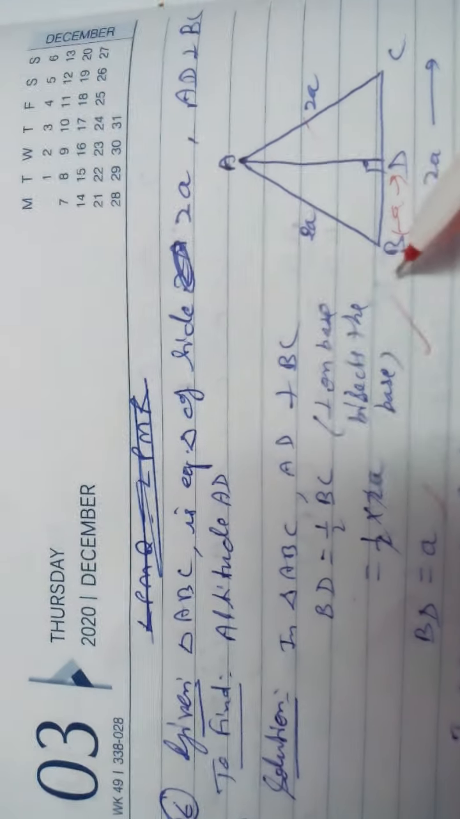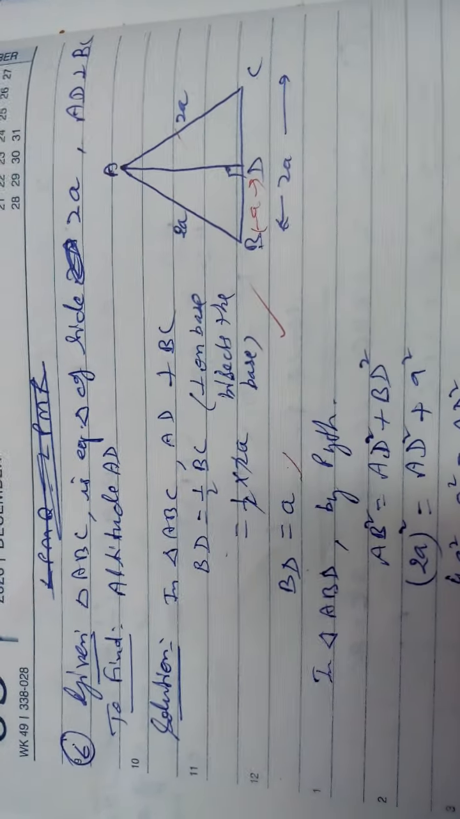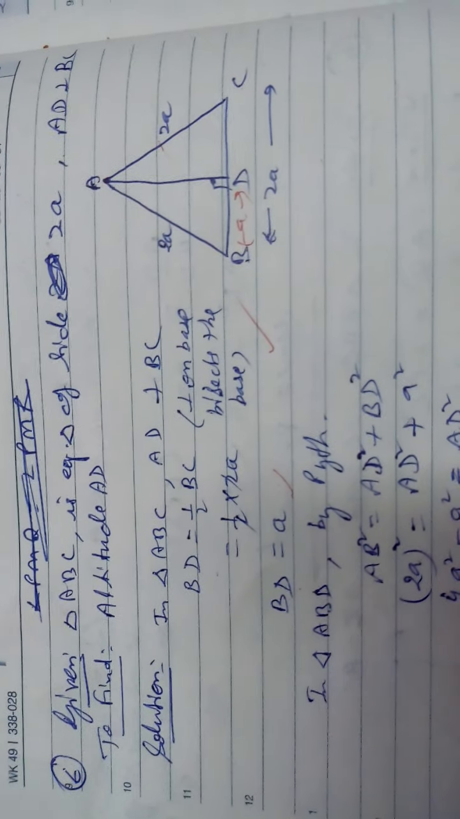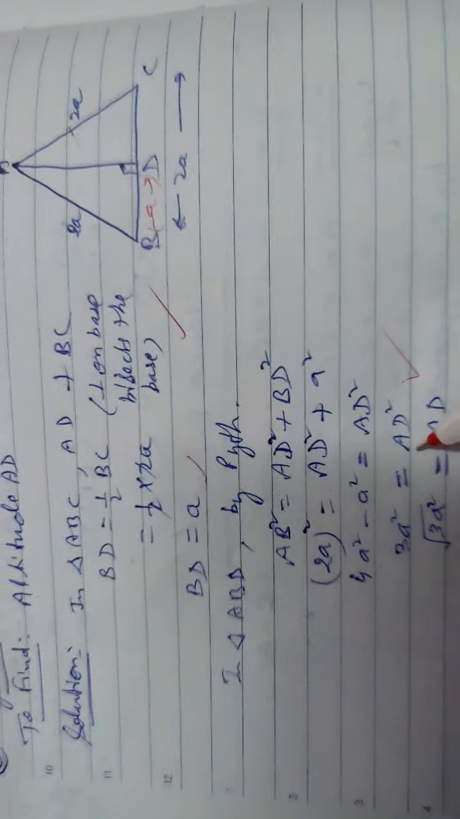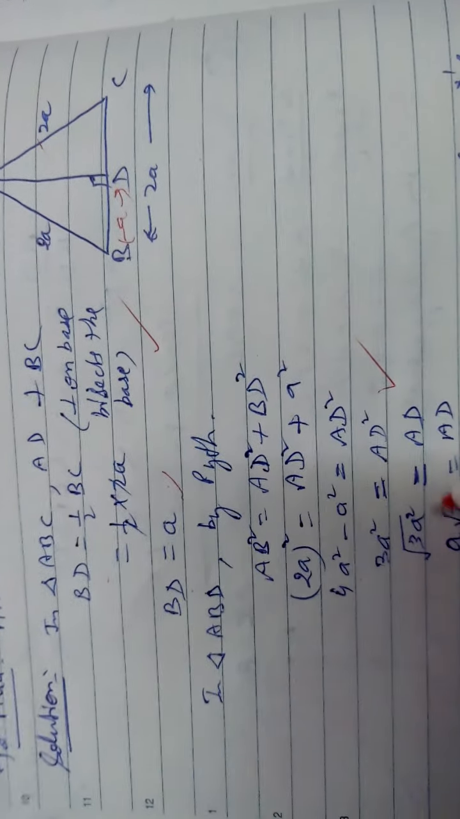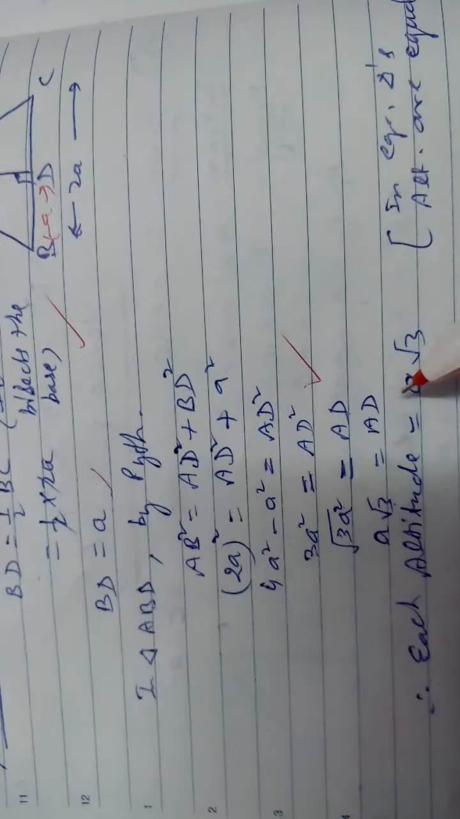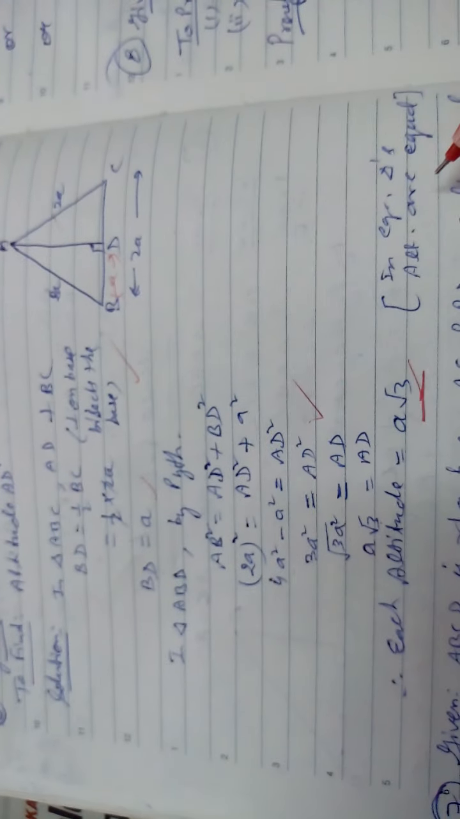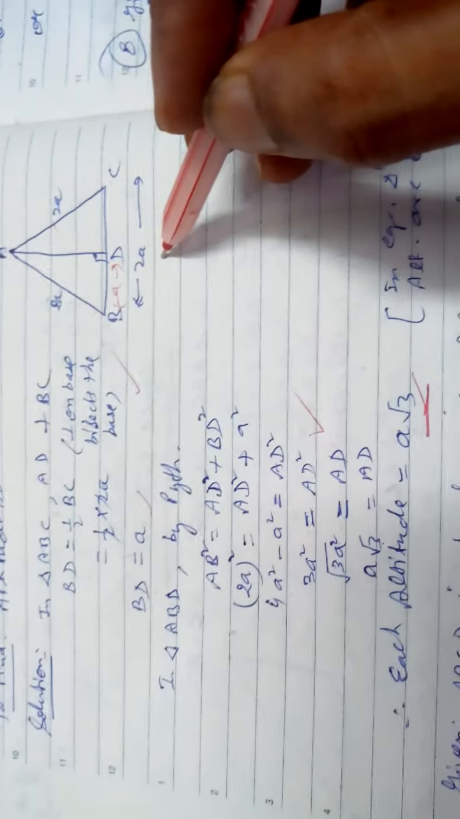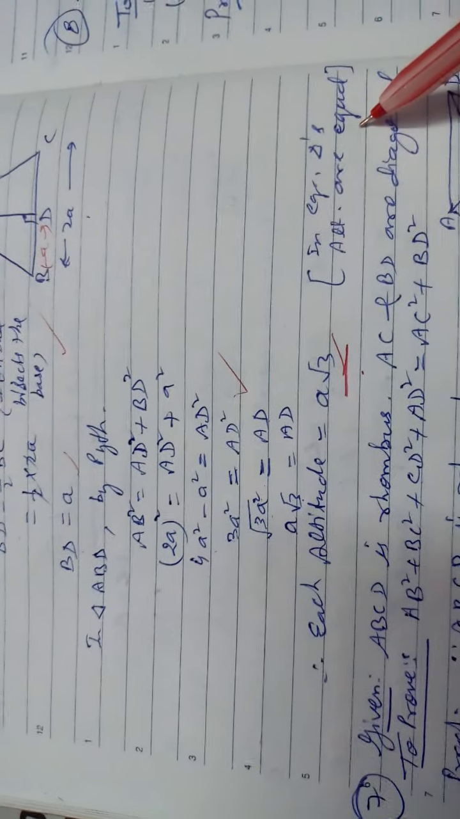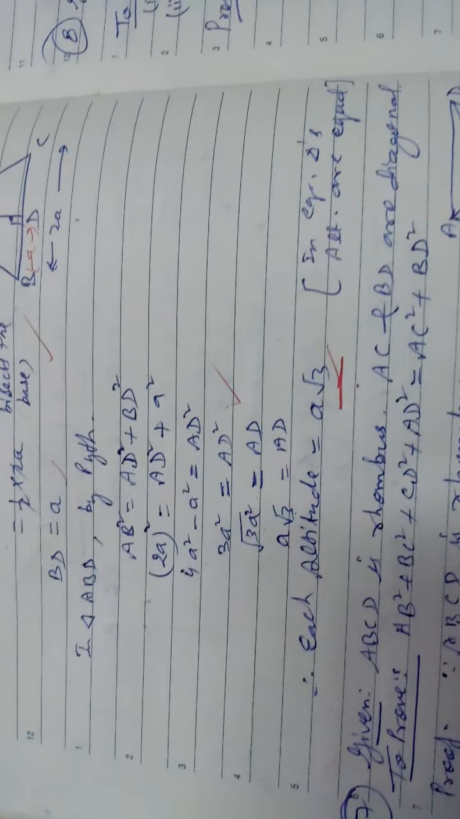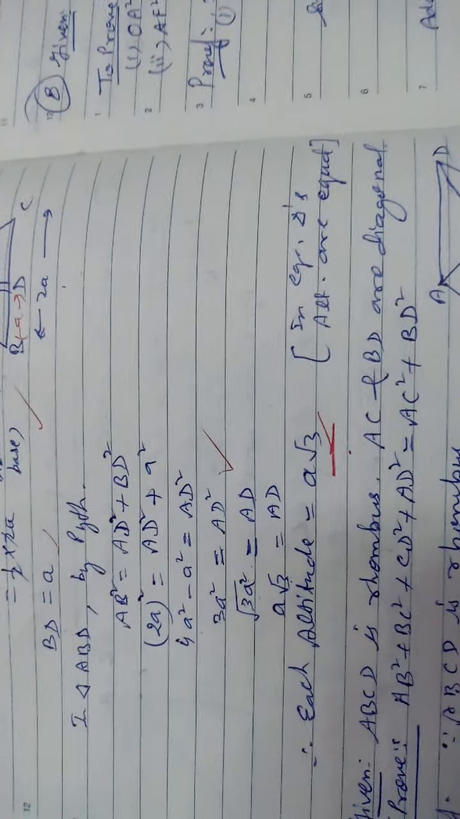So it is a right triangle. So by Pythagoras, AB square equal to AD square plus BD square. 2a square, 4a square minus a square gives you 3a square in AD square. Now AD is equal to under root 3a square. A square comes a. Now altitude is a under root 3. All the altitudes of the equilateral triangle are a root 3, given its side is 2a. All altitudes of equilateral triangles are equal.